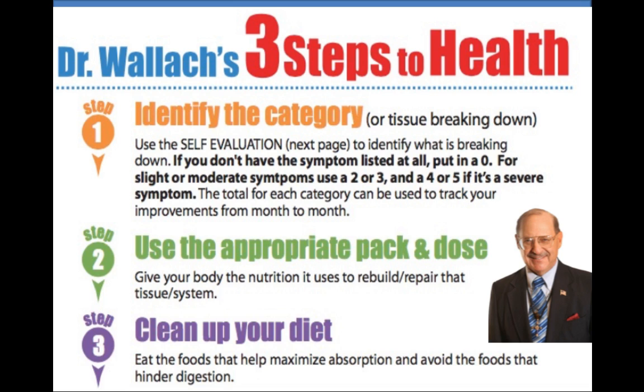Okay? All right. Now, let's just review this really quick. 3 things we do, what are they? Identify the category or the tissue that's breaking down. When you're talking to somebody who doesn't understand Dr. Wallach's message, that's why I put the parentheses, because they don't understand what a category is. So identify what's breaking down. Does that make sense to everyone? Yes. Number 2, take the appropriate nutrition pack and dosage for that.